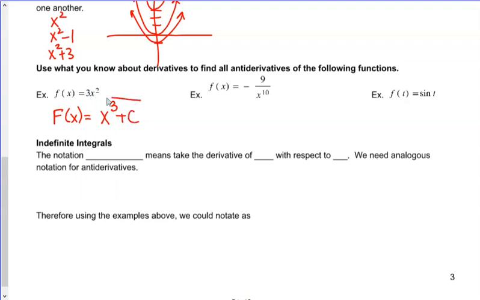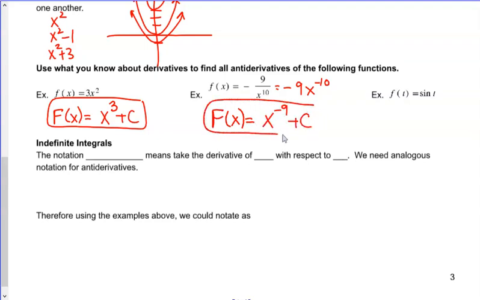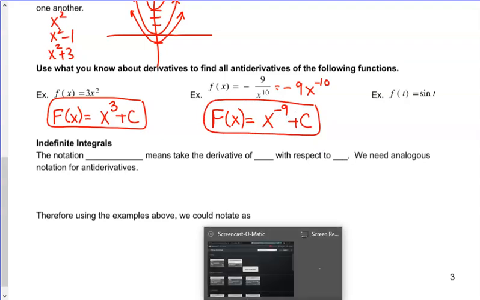And remember, we are differing by a constant, so that would be the antiderivative for the whole family of functions for that f of x of 3x squared. Now this one, I have a negative 9x to the minus 10. If I bring that negative 9 out front and decrease that power by 1, that means I now have a negative 10. So the original function looks like x to the minus 9, but all of those that differ by a constant will have that same derivative.